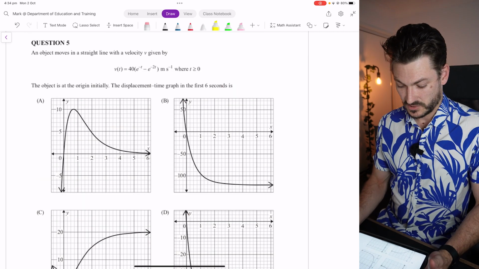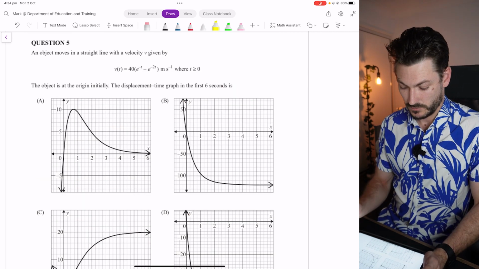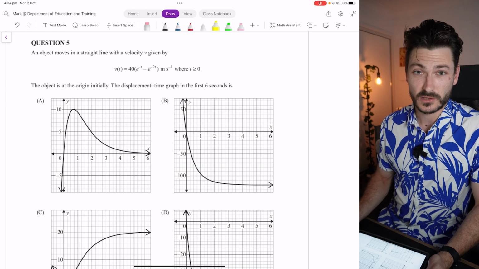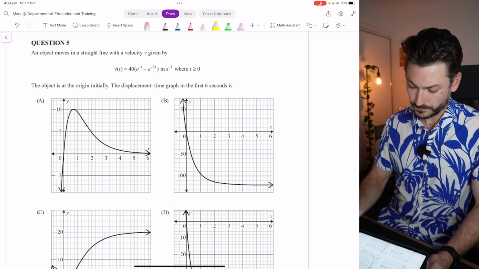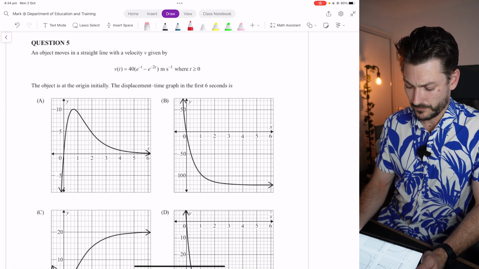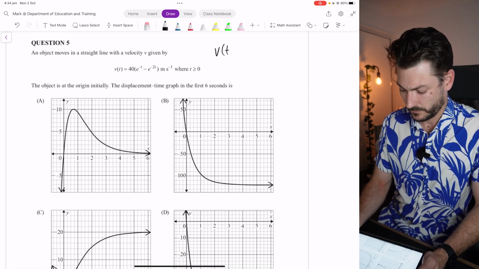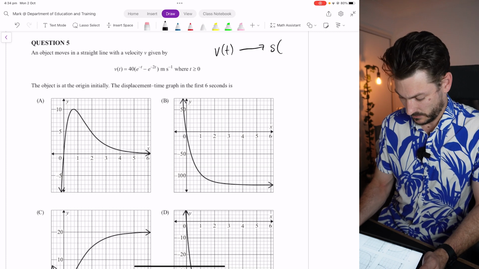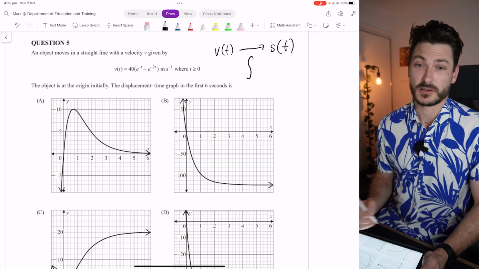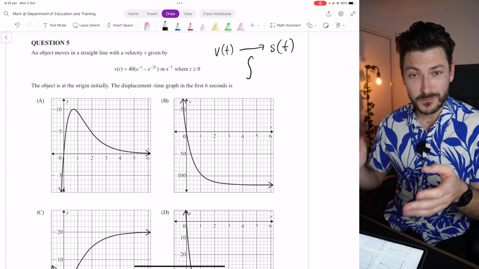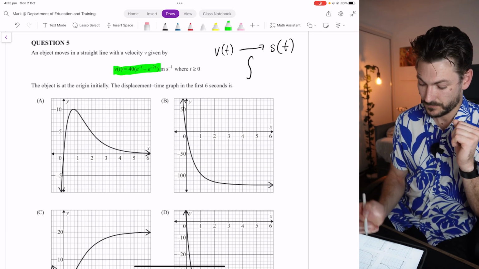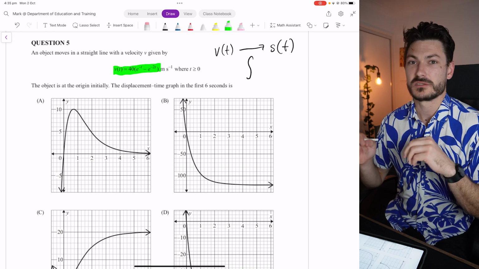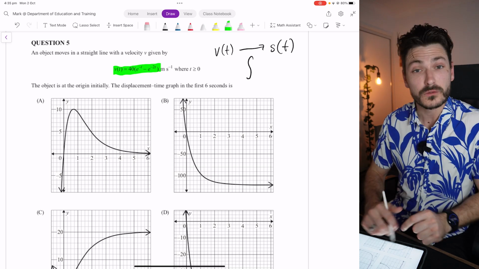We've got an object moving in a straight line with a velocity function given by that. It says the object is at the origin initially. It says, what is the displacement time graph? So if I'm going from velocity to displacement, I am integrating, I'm not deriving. So what that means is that this velocity function, this v of t, is the first derivative of one of these graphs.